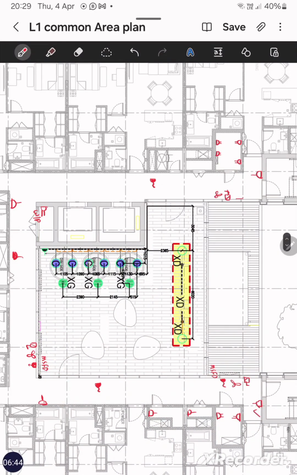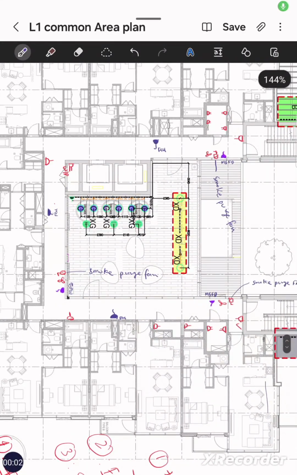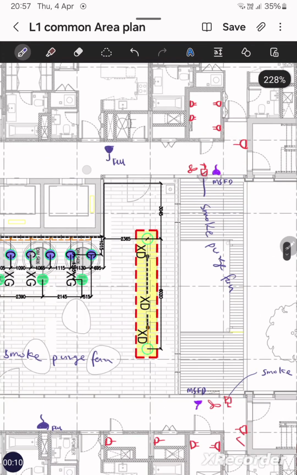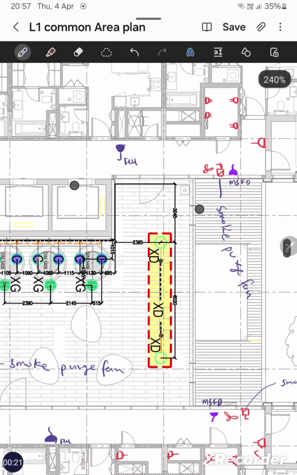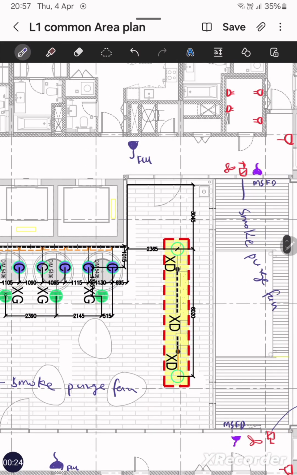We have one damper here, so we'll put one MSFD. Now we have completed the MSFD for the smoke purge system. As I told you, near the FCU there is one shaft, and from that shaft duct will come and it will supply the fresh air in the corridor. But during the fire, this fresh air has to stop.